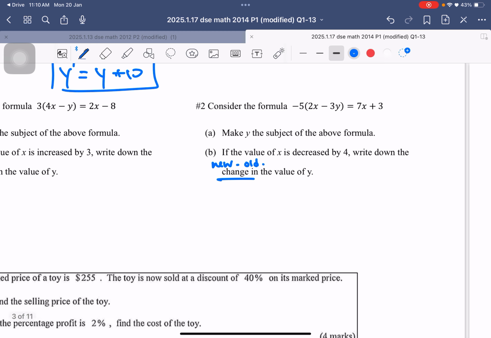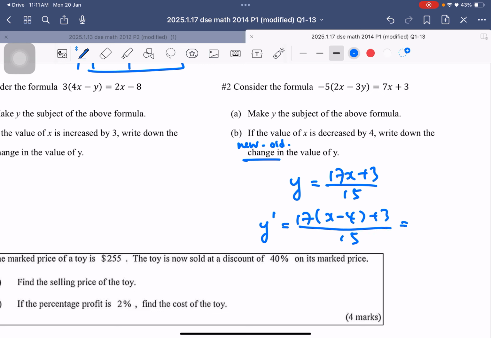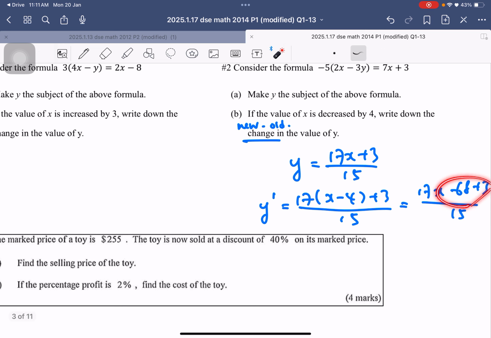So do I need to do this question for you? This is expanded bracket, so I have y be the subject, so y is equal to 17x plus 3 divided by 15. Then the y prime is equal to 17x minus 4 plus 3 divided by 15, then it's equal to 17x minus 68 plus 3 divided by 15. Do I really need to sum them up? No, you don't need, Sandeep.